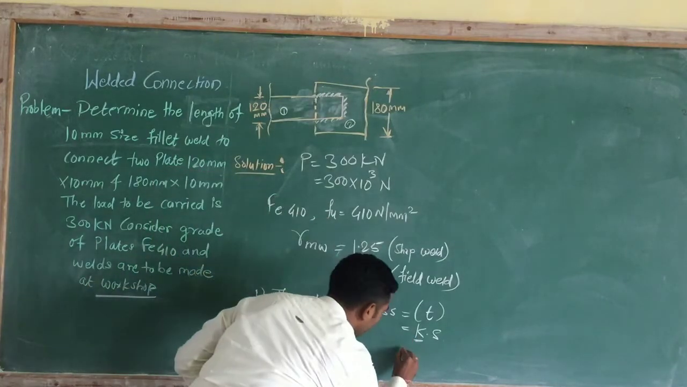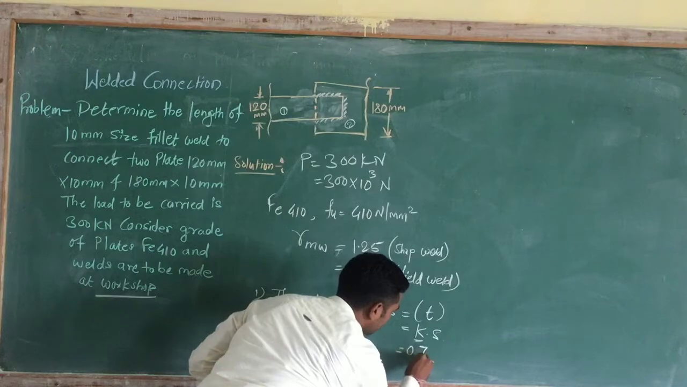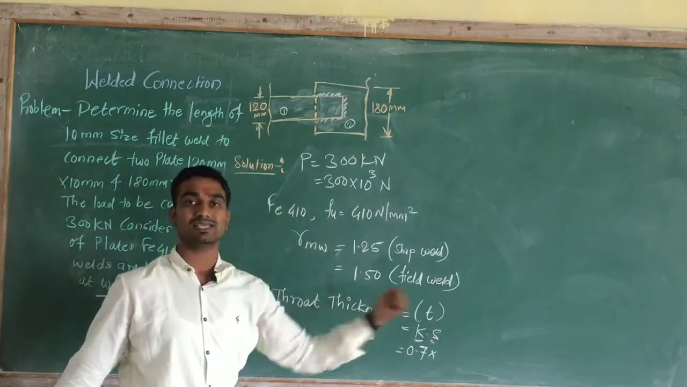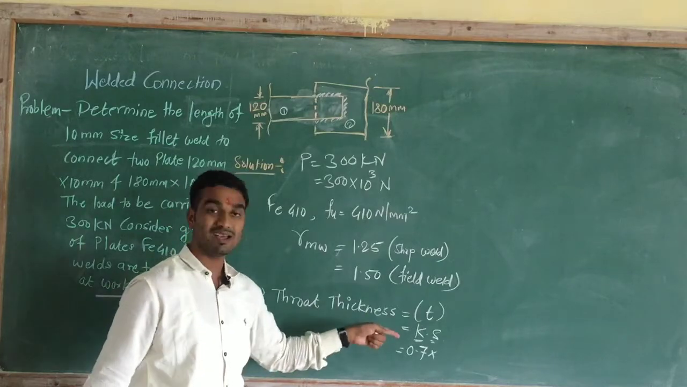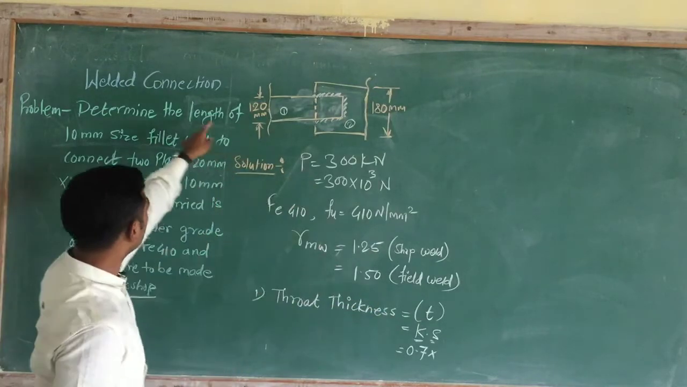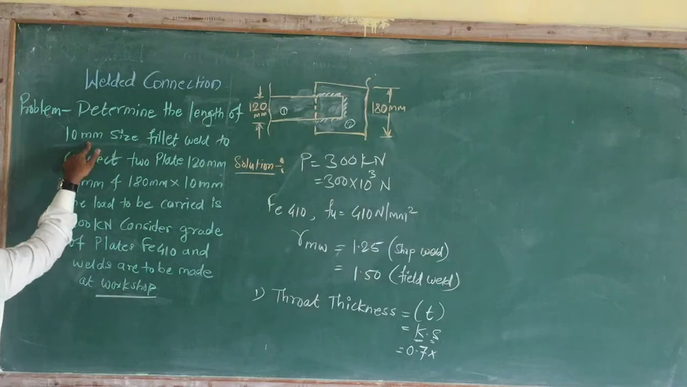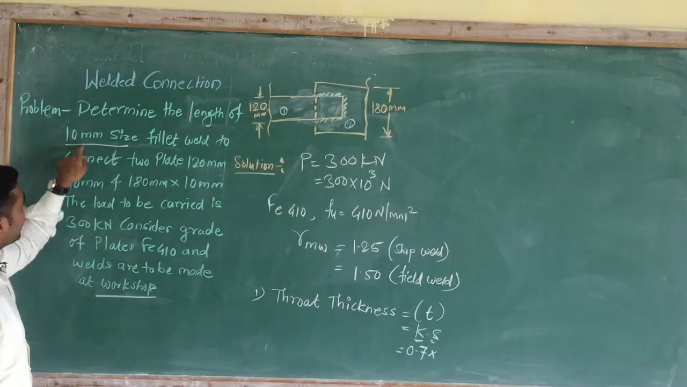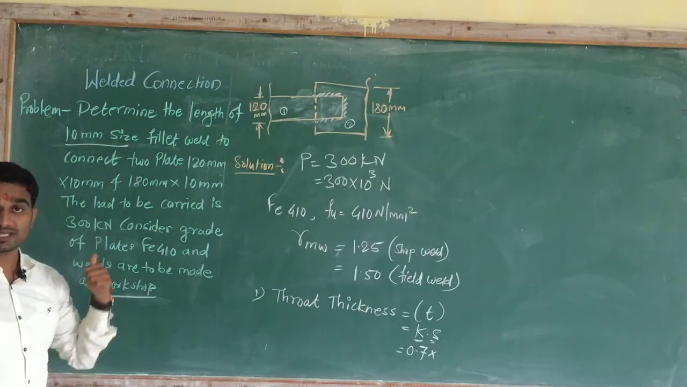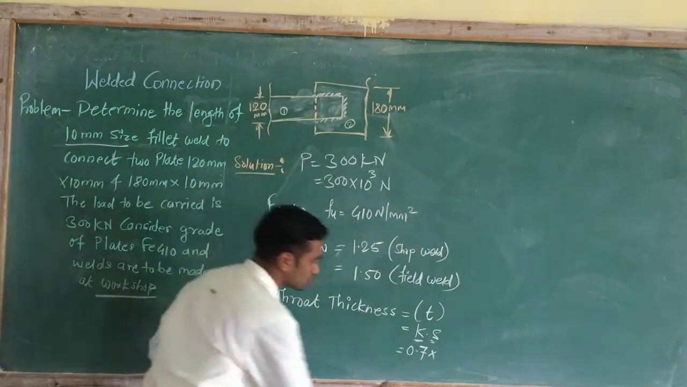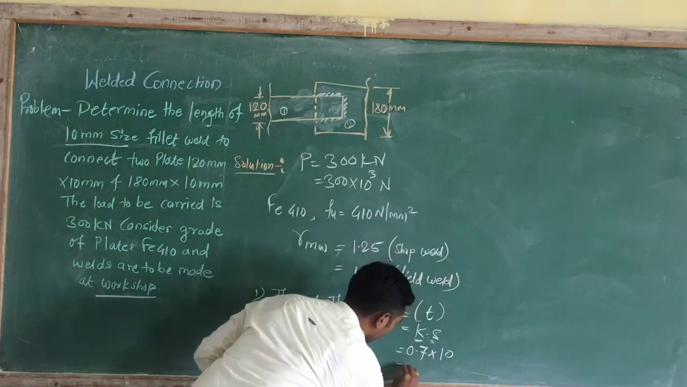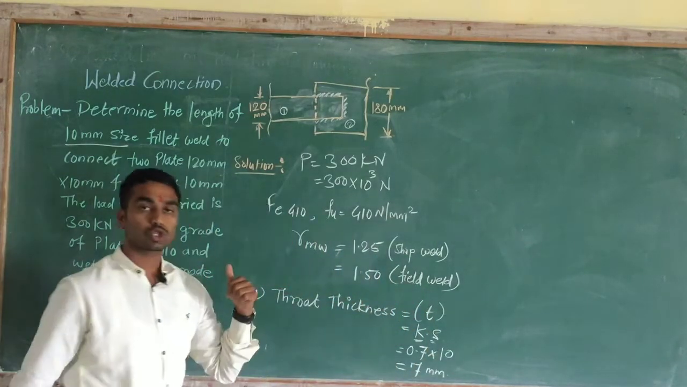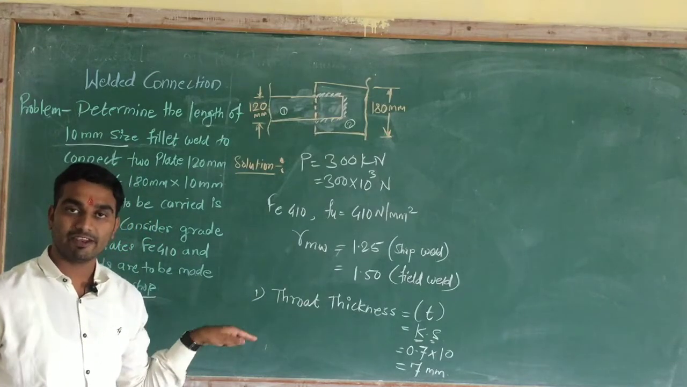Put the value here, 0.7 into S. S is nothing but the size of the weld. It is given in the problem itself. Here you can see 10 mm size fillet weld is given. That's why the size of the weld is 10 mm. So multiply by 10, so throat thickness is equal to 7 mm.